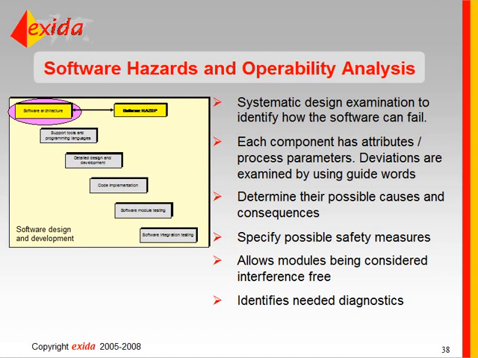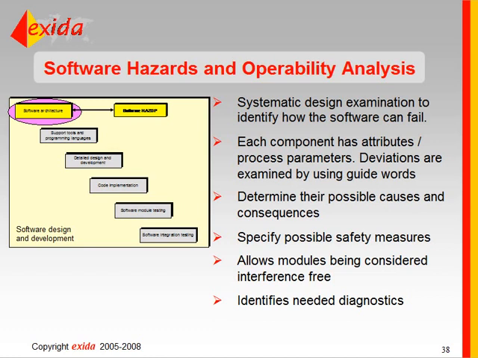everyone is unique for the most part. There's not standard components that people are using. The failures are not well known. So you essentially have to analyze that code and try to figure out how it can fail. And a well-established technique for doing that is this software HAZOP. And it's essentially a systematic design examination to identify how the software can fail.